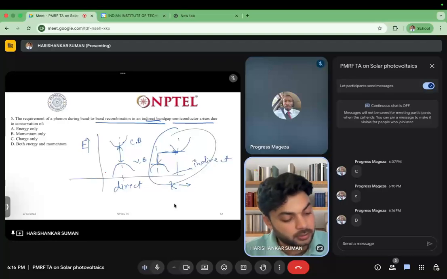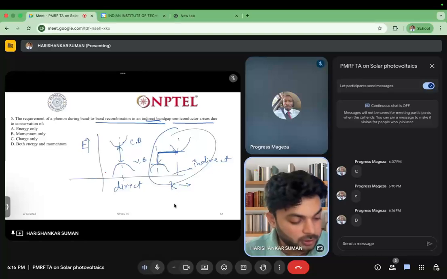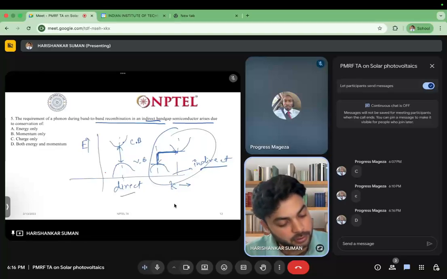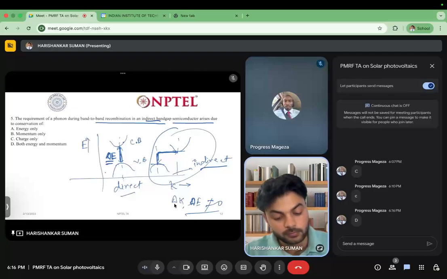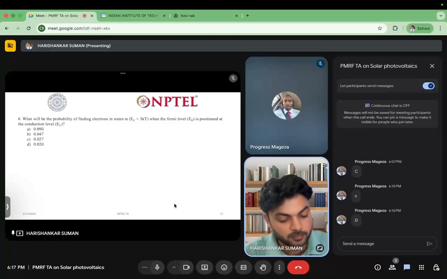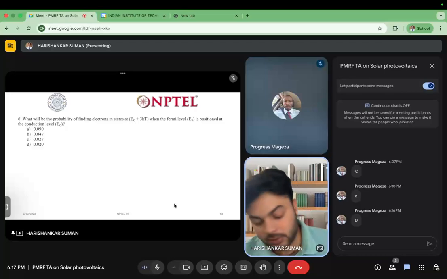Okay, so here K also changes and energy also changes in the indirect band gap, but in the direct only energy changes, delta E. In indirect, delta K and also delta E both change, not equal to 0. So both energy and momentum. What will be the probability? Next question like that.